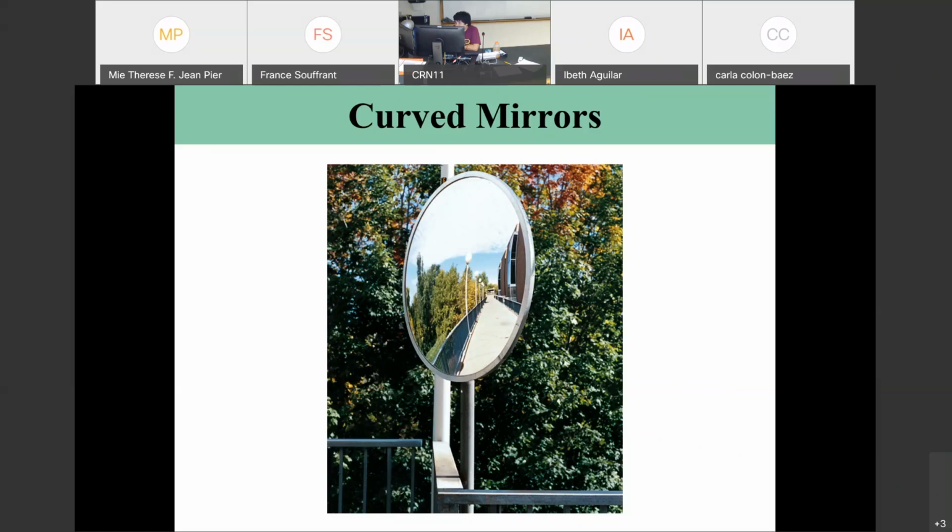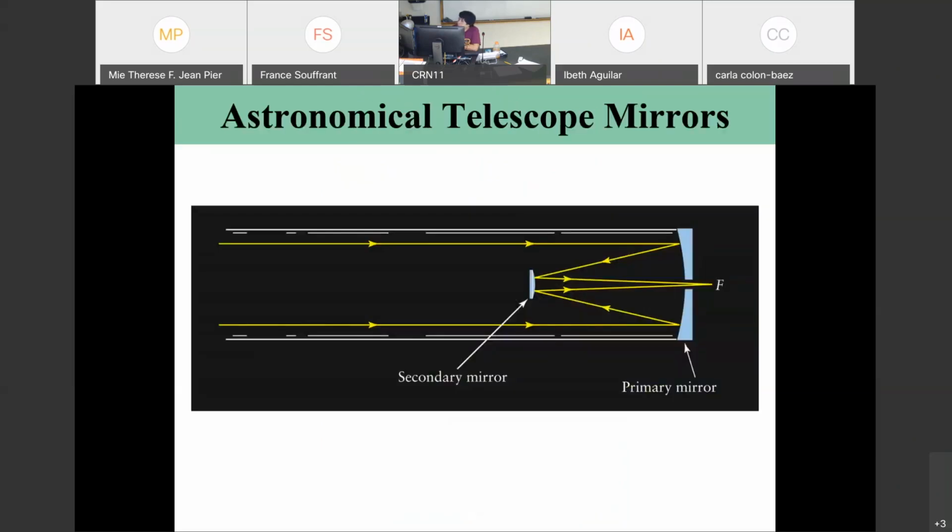In science, we use mirrors in telescopes. What you're seeing right now is a Cassegrain telescope model. You have a primary concave parabolic mirror with a hole in it, and then you have a secondary plane mirror here. Light bounces back and goes to this secondary mirror and then goes through to the focus.